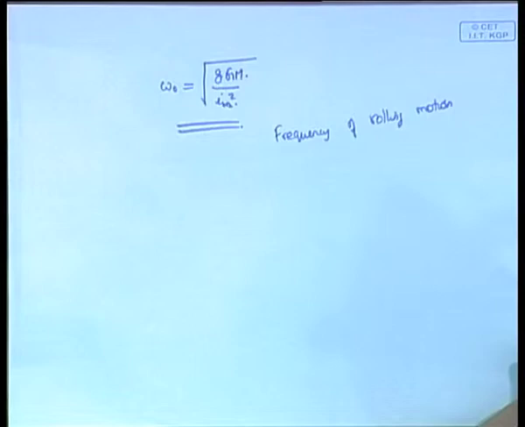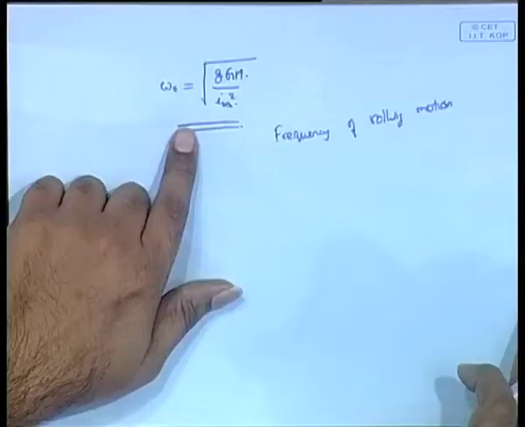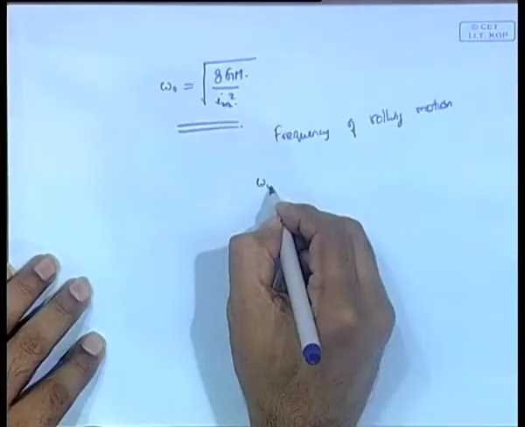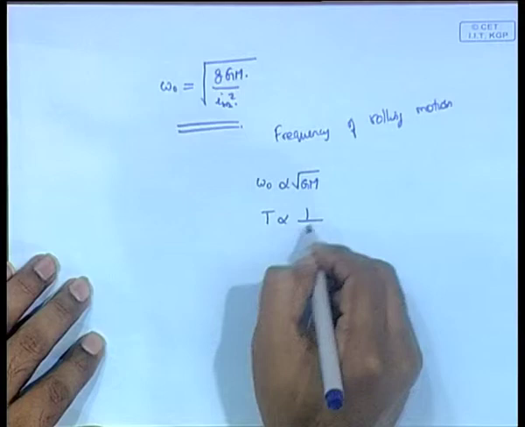This tells you, in fact, we have derived this expression in a slightly different form sometime before. What this shows is that again GM is involved, this frequency of rolling. That derivation was done from a slightly different direction, but still the expression was the same. So what you are seeing is that the frequency of rolling is dependent upon GM, or rather the time frequency is directly proportional to root GM. So time period will be directly proportional to 1 by root GM.